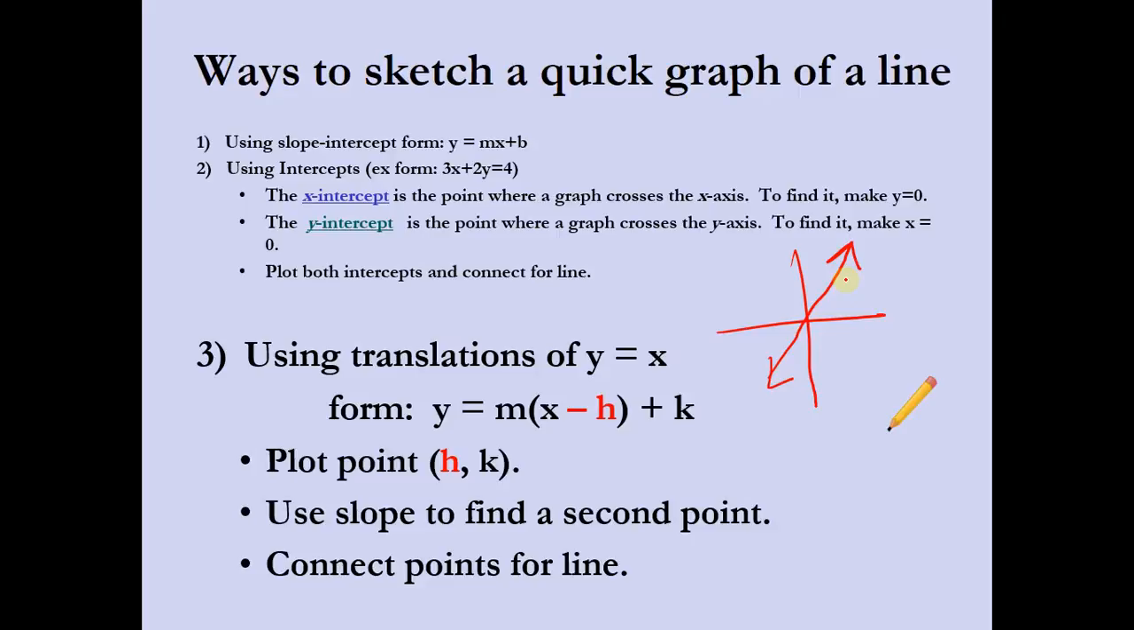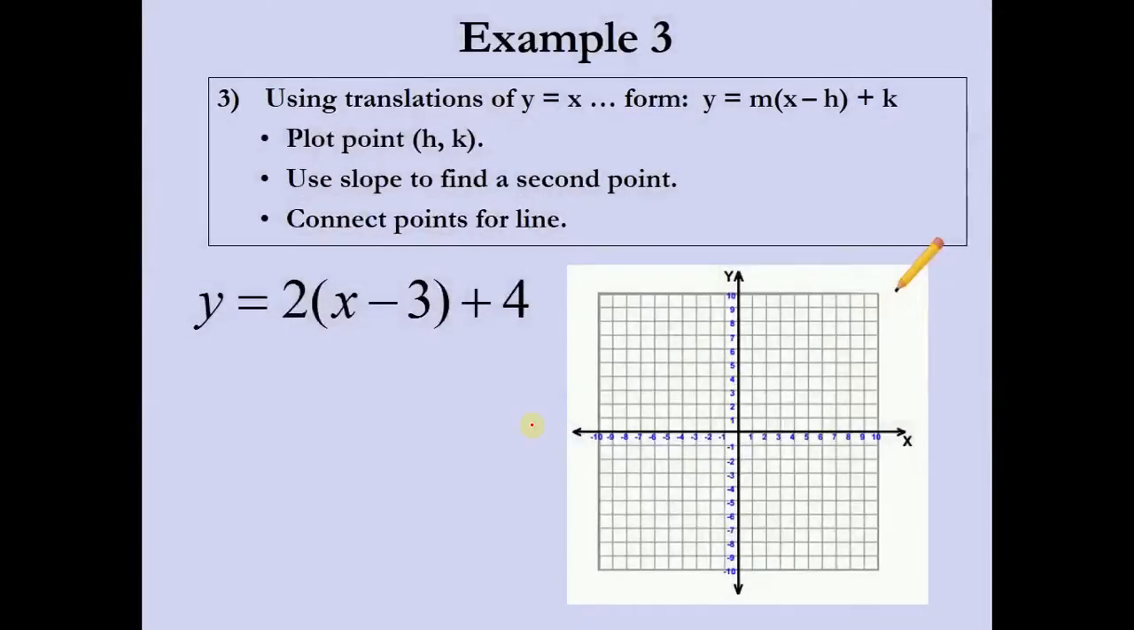It's going to stretch it or compress it further, so it makes it a not as steep or a steeper line. How are you going to use this? Well, you're going to plot the point that's given in the equation, the h and the k. You're going to use your slope to find the second point, and you're going to connect them.